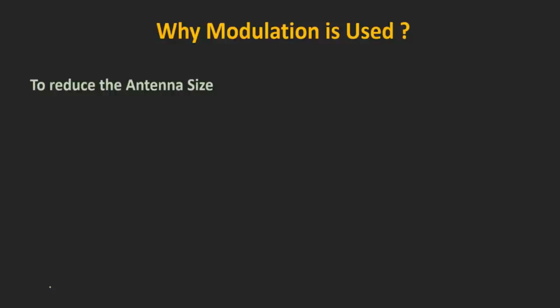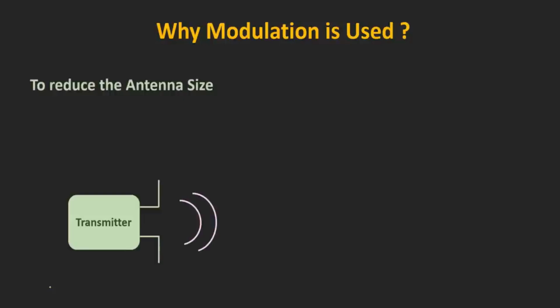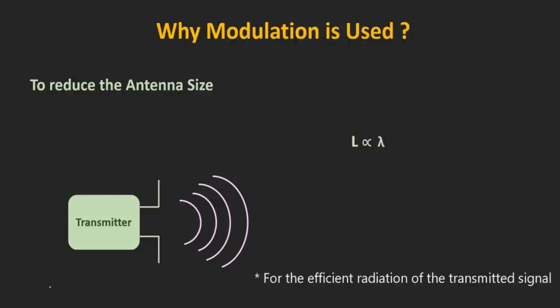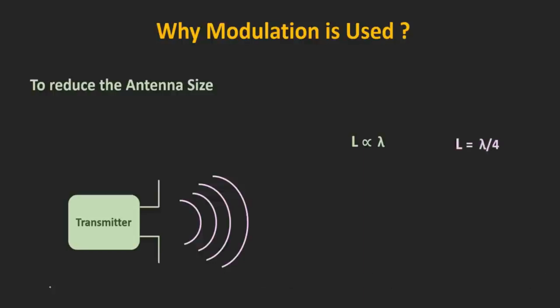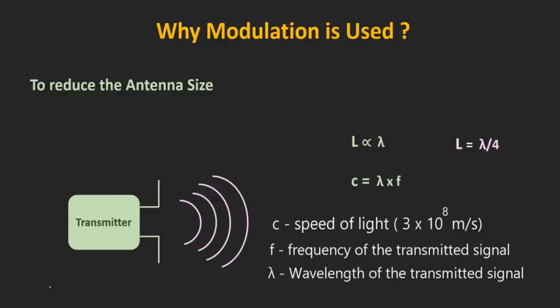Why is this modulation important? The first reason to use modulation is to reduce the antenna size. When the signal is transmitted wirelessly, the size of the antenna is very important. The size of the antenna is proportional to the wavelength of the transmitted signal, and depending on the type of the antenna, it is a fraction of the transmitted wavelength. Let's say the size of the antenna is equal to lambda by 4. Now the relationship between frequency and wavelength can be given by the following expression.